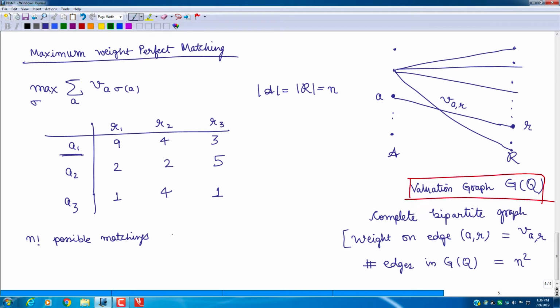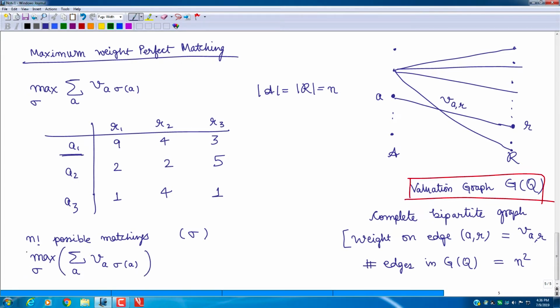And I'm denoting a matching by this sigma. So what I'm saying is, pick one particular matching sigma and compute this particular value, V_A of sigma A, and then sum it over all agents. This is the value of this particular matching sigma. And then I'm saying, maximize this particular value over all possible matchings.